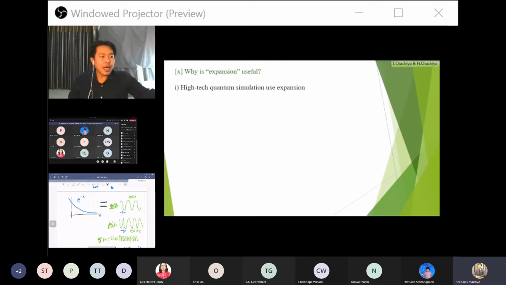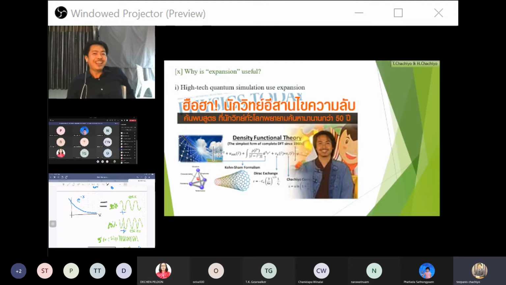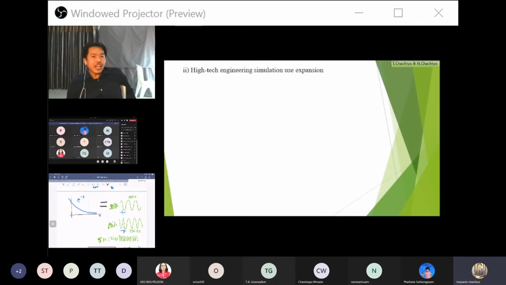Okay, because I believe one of the research that Miss Patrada is doing here is about quantum mechanics. And when you solve high-tech quantum simulation, you use what is called expansion. Okay, we'll see this material maybe in the third or the fourth week of the lecture, where you're going to learn how to do the programming to solve Schrodinger equation.